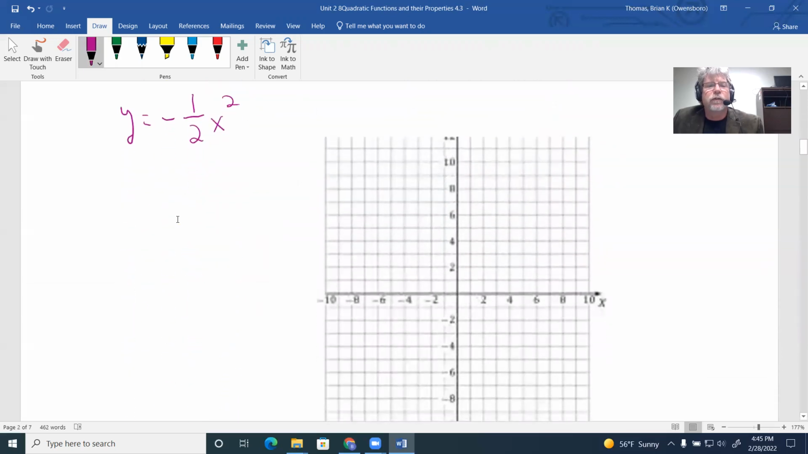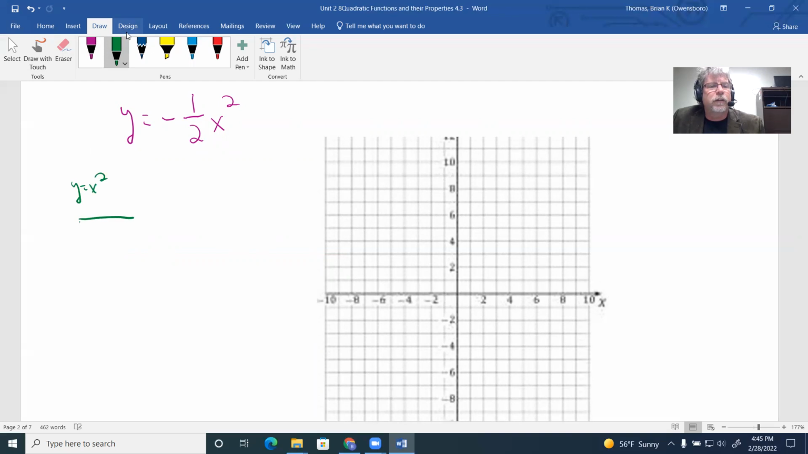Notice how I have this -1/2 x squared. Notice how, again, the coefficient is a negative number. So right off the bat, I should recognize that this graph is going to be opening down. So as far as the points go, I'll do the parent function to start with. My parent function again is y equals x squared.